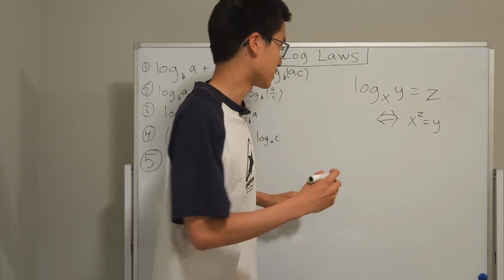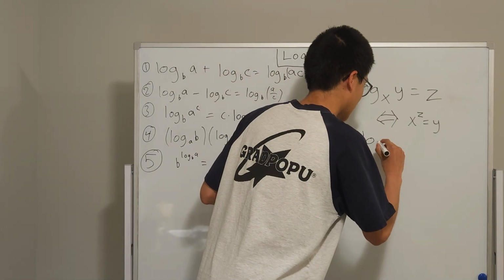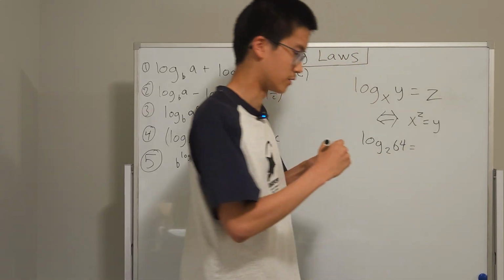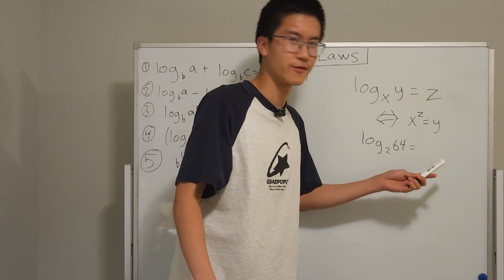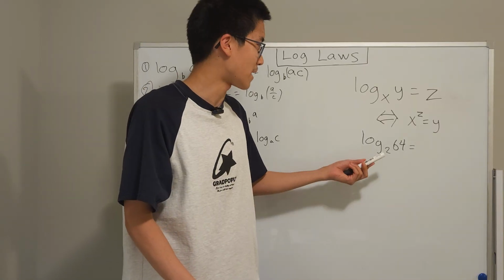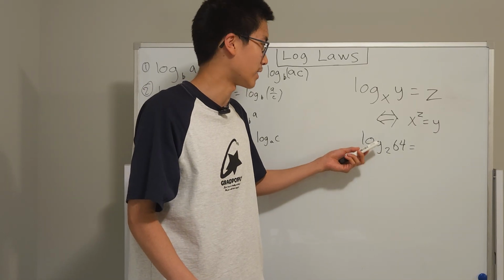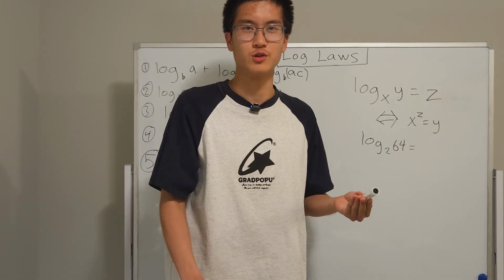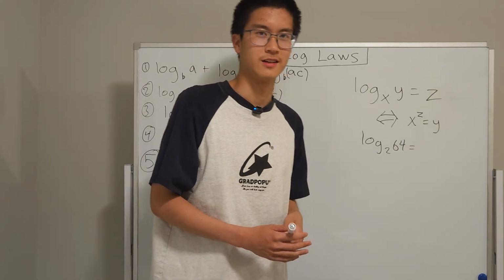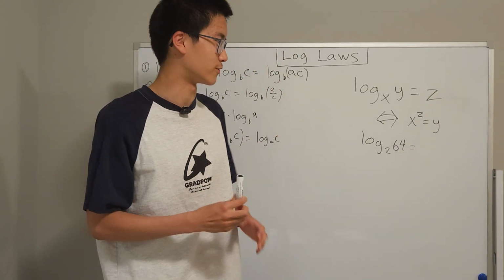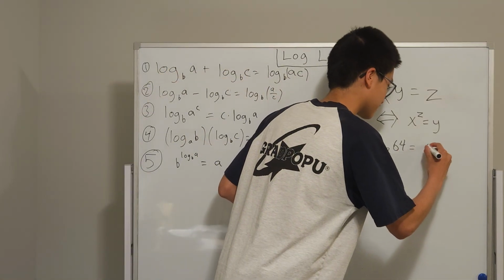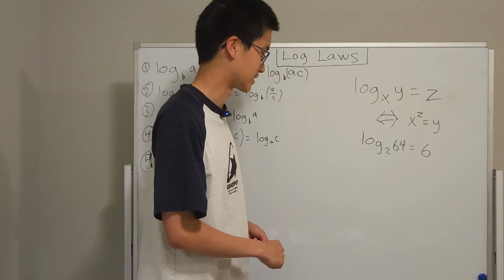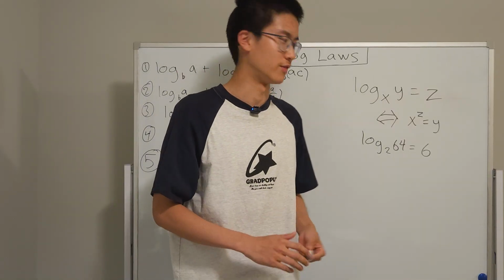As an example, let's say I want to find the value of log base 2 of 64. What does this equal? First I have to ask myself, to what power of 2 should I raise it in order to get 64? Well, 64 equals 2 to the power of 6. Therefore, 2 to the 6 equals 64, so this will equal 6. Yes, that would be the value of this. So this is how you find values of logarithms.